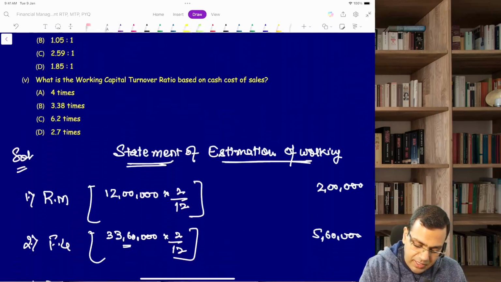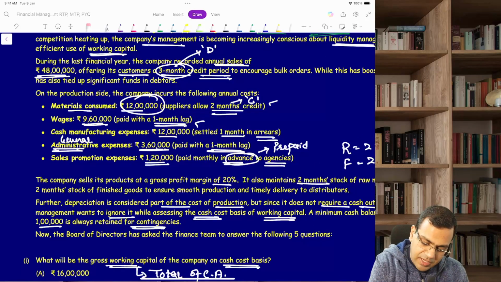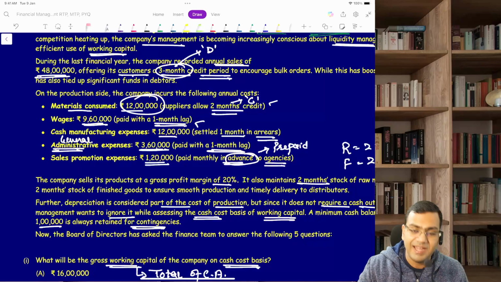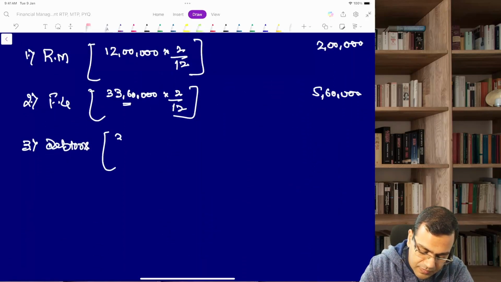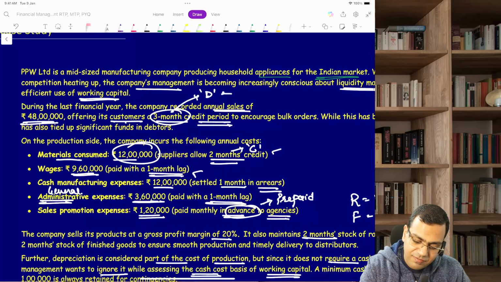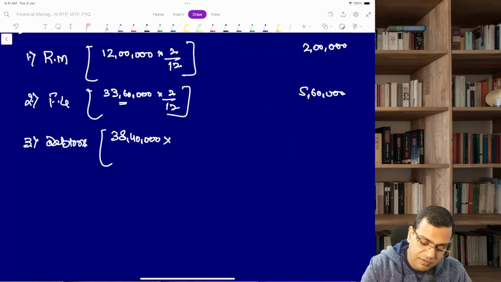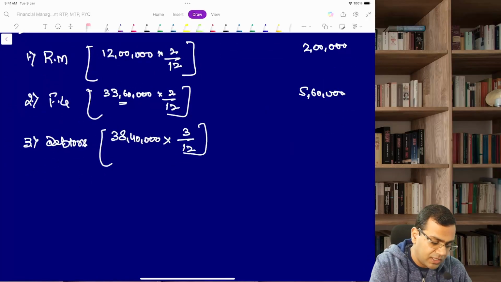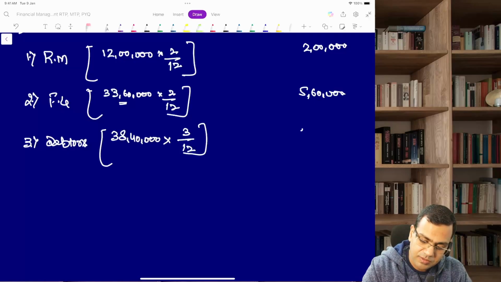So in 33,60,000, we are going to add the administrative expenses of 3,60,000 plus 1,20,000. That comes to 38,40,000. That will be the cost of sales. And what is your debtors collection period? It is given that you are giving 3 months. This value of D, 3 months to the debtors. So your amount is invested for 3 months. So 3 by 12. That comes to, sir, 9,60,000.